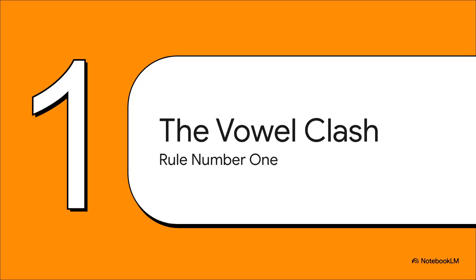So how do we know when to use an accent? Well, there's a simple process, and we always start with rule number 1. I call it the vowel clash. If a word follows this one rule, you put the accent on and that's it. You're done. No other steps needed.